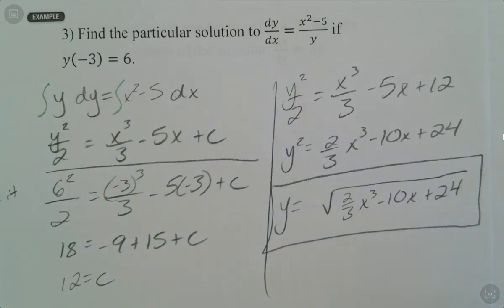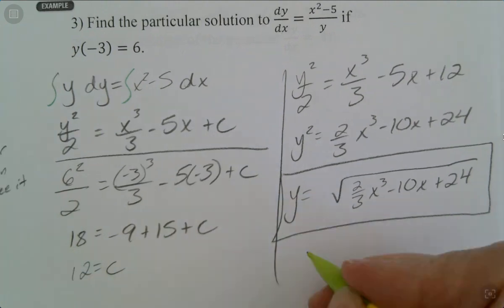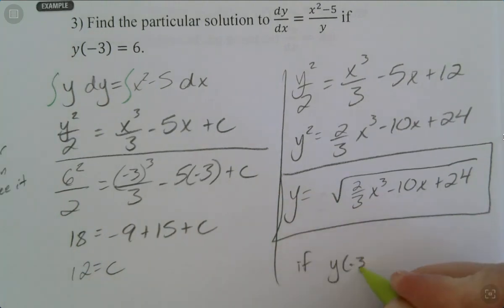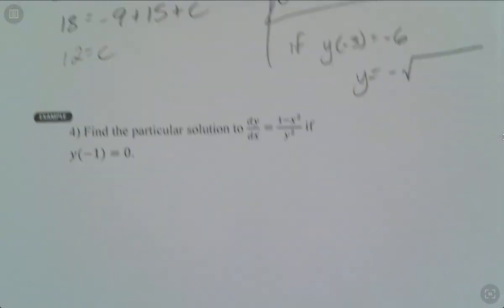So when you're doing this on Delta Math, and you're going to get more than one attempt, if you get it wrong on the first attempt, check that part of it, that it's maybe not a negative square root or a positive square root. So for example, if you were told that y of negative 3 is equal to negative 6, then your answer would be a negative square root of blah, blah, blah, blah. Okay? All right, let's do another one.